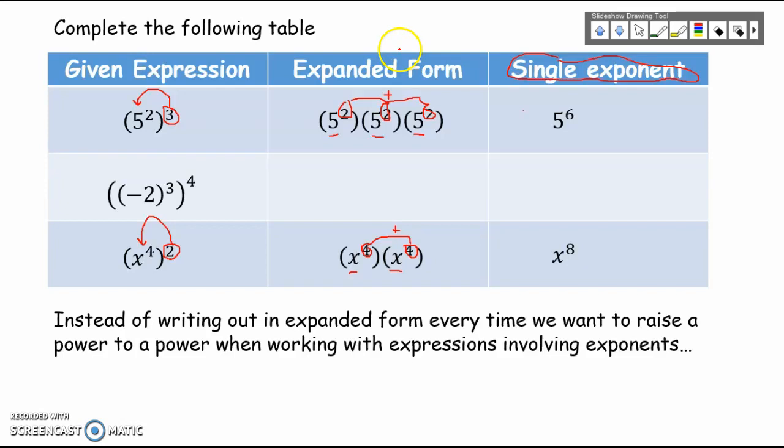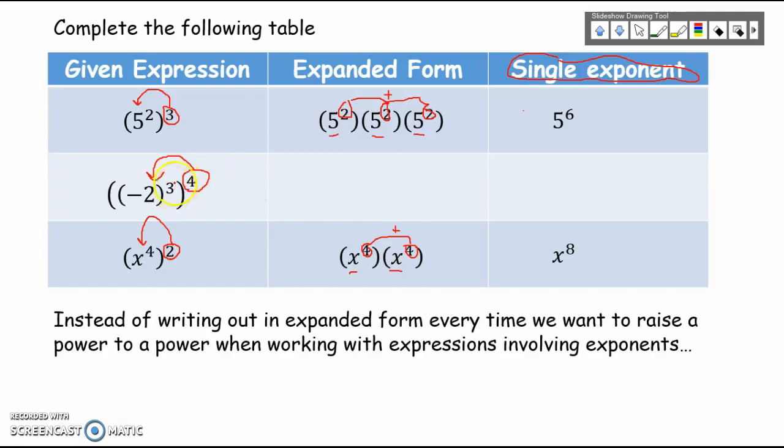Okay, this one in the middle looks kind of confusing because I have 2 sets of parentheses. But don't let that scare you, because this exponent on the outside is still going to tell us exactly how many times we're going to multiply the base of that exponent, which is (-2)^3.